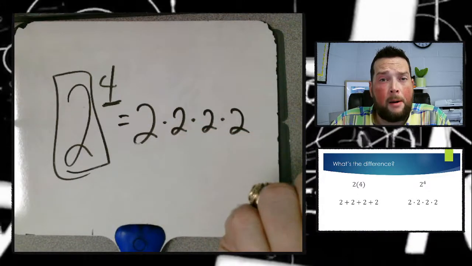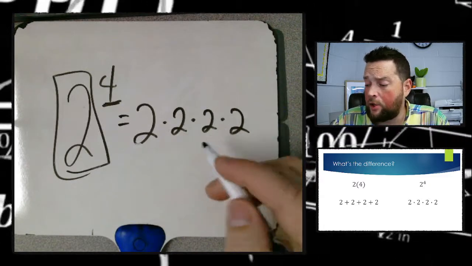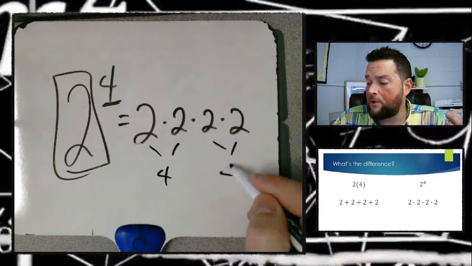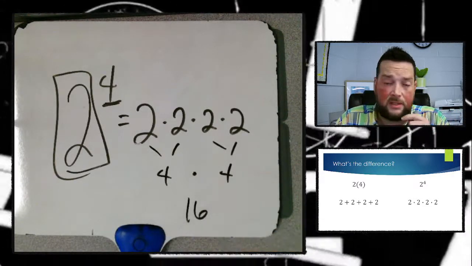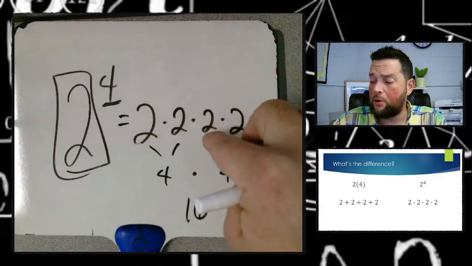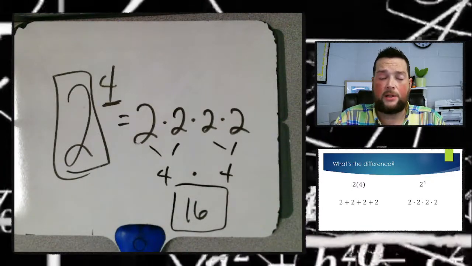Now, the commutative property of multiplication says we can multiply in any order and it's still going to give us the same answer. So we could do this 2 times 2, that would be 4. We could do that 2 times 2, that would be 4. And then ultimately we could multiply the 4 times 4, which would be 16. Or we could just go left to right. 2 times 2 is 4, times 2 again is 8, times 2 again is 16. Either way, you're going to get your answer of 16.